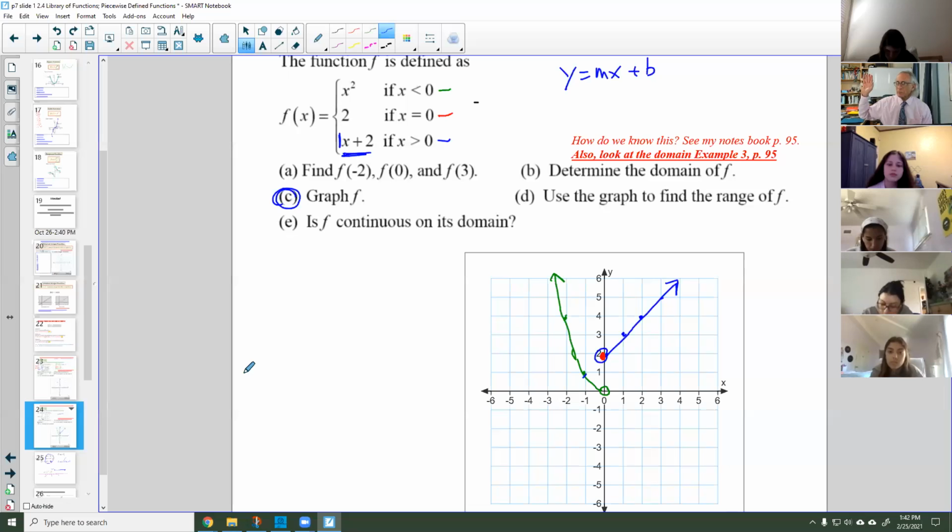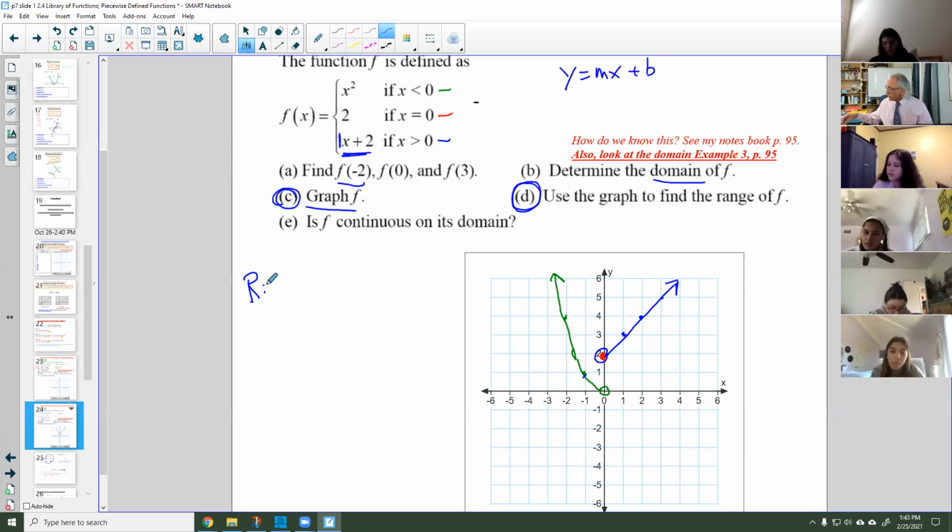Question? No, we're doing okay? Okay, all right. So we found some particular points. We determined the domain. We graphed the function. Now we're going to talk about how to find the range of this function. Domain is x values. Range is y values. So when I'm writing the range, I need to start with the lowest y value and then see what I get from there.